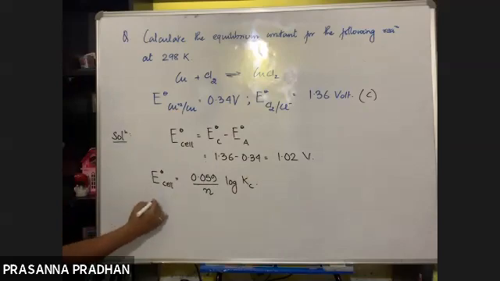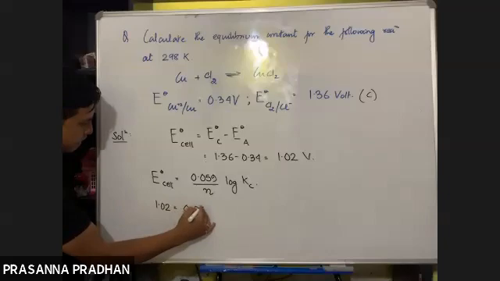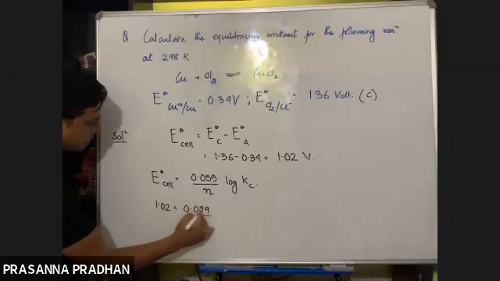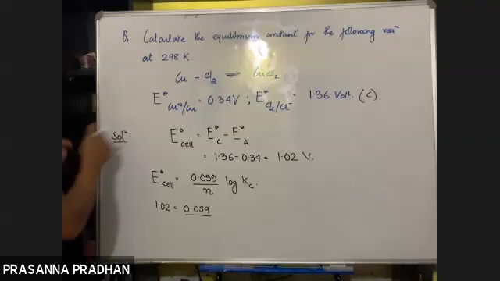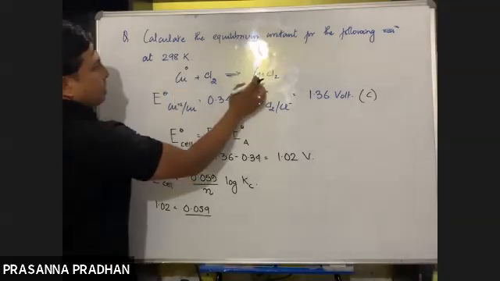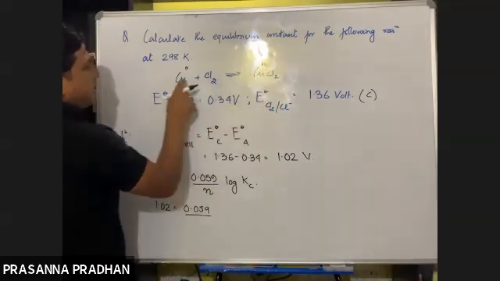Okay, so E naught cell is known, 1.02, and 0.059. Tell me, what is the value of n out here? What is the value of n? Yes, 2. Why 2? Look out here. We have copper 0, copper chloride. Okay. What is the charge on copper? +2.